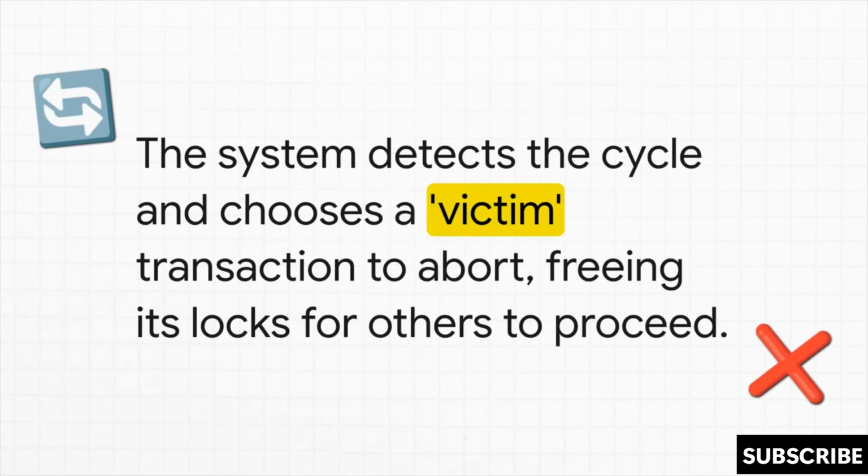So how do you solve this? Well, the database has to play the tough boss. It has systems to detect this circular wait, and then it makes an executive decision. It literally picks one transaction to be the victim, cancels it completely, and rolls back all of its changes. This frees up the lock and allows the other transaction to finally finish its work.